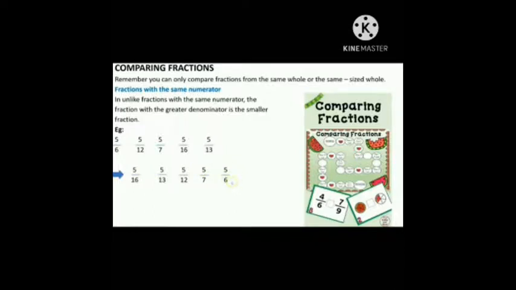Now we will arrange in the descending order. Descending order is just the opposite of that. So 5 upon 6 is the greatest one. Then 5 upon 7, 5 upon 12, 5 upon 13, and in last 5 upon 16.